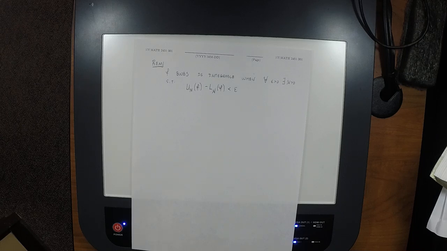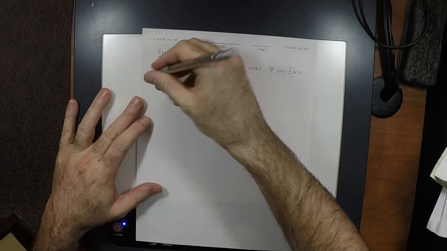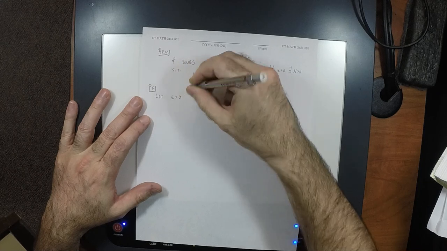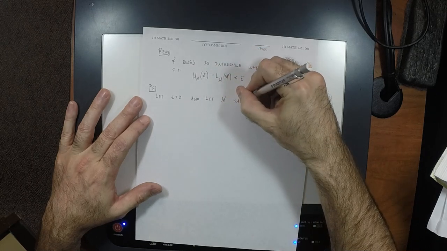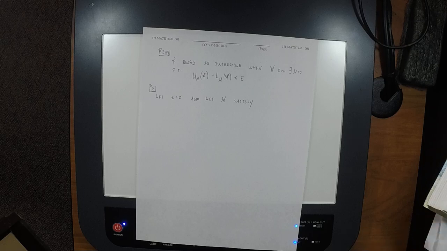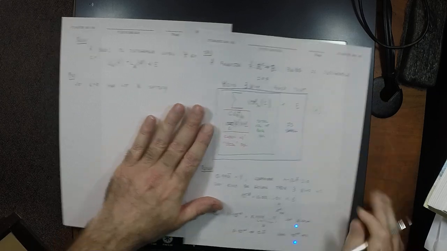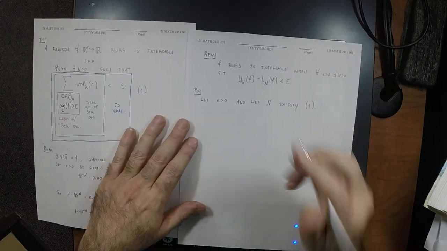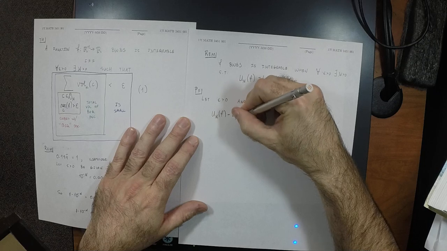Okay, so now, suppose that we have the following. So for the proof of the theorem, let epsilon be greater than 0, and let n satisfy, specifically, let n satisfy, we need to name this, so we'll call this the inequality, 1. Let n satisfy 1. Okay, well, let's compute. What is the difference between un of f minus ln of f?